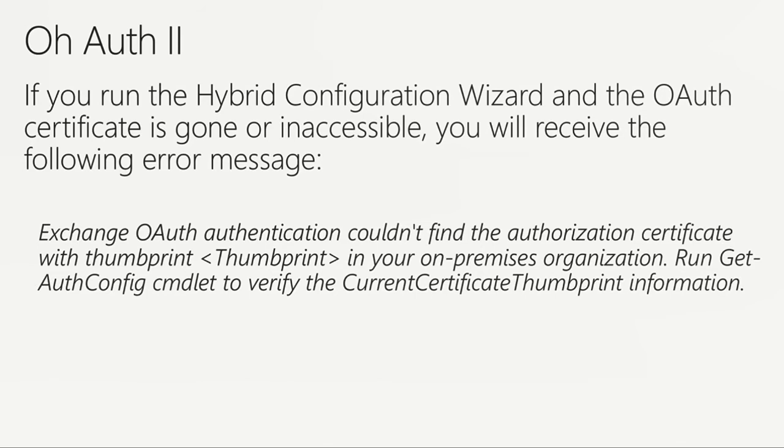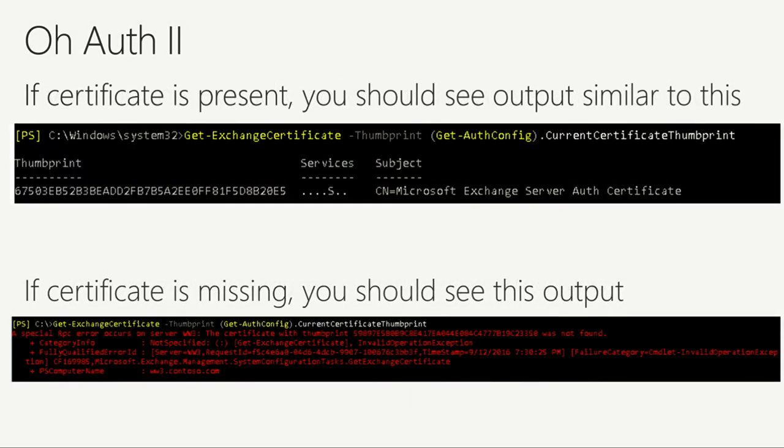Okay, so if you run the hybrid config wizard and this OAuth certificate is gone, you're going to get an error message that tells you it's gone, and it's going to refer to the certificate itself right away. If you run into this problem, despite how bad it might look, it is super easy to fix.